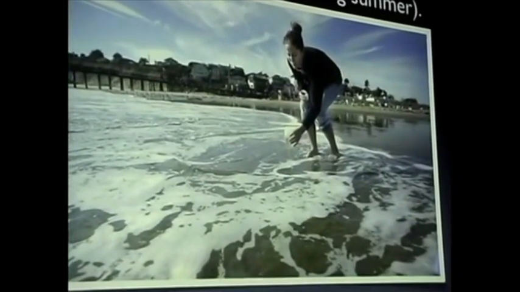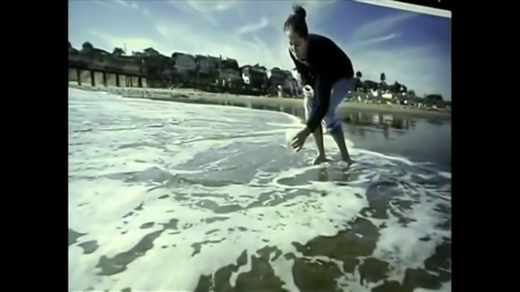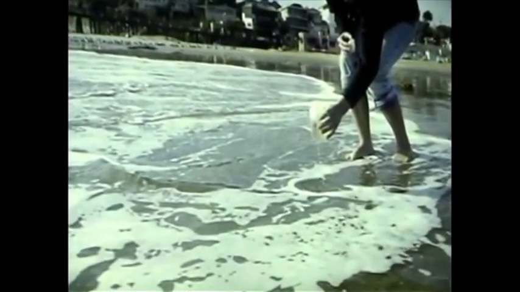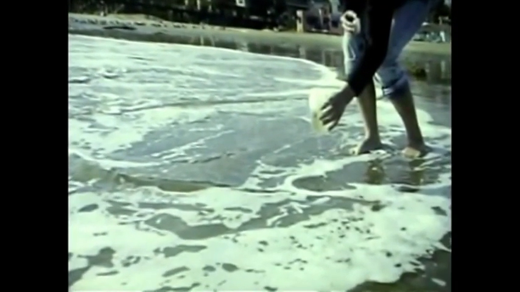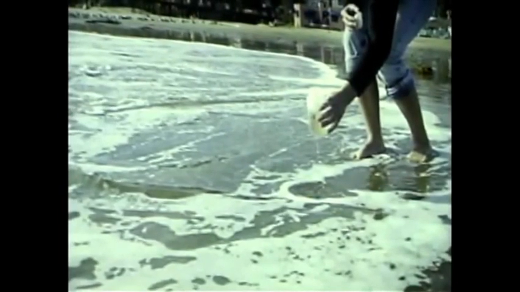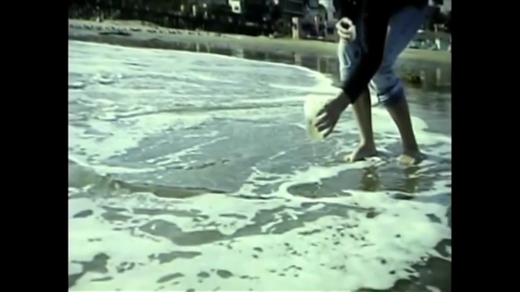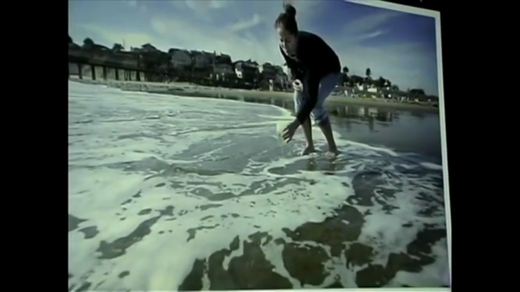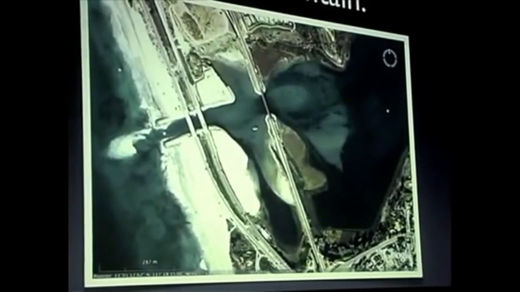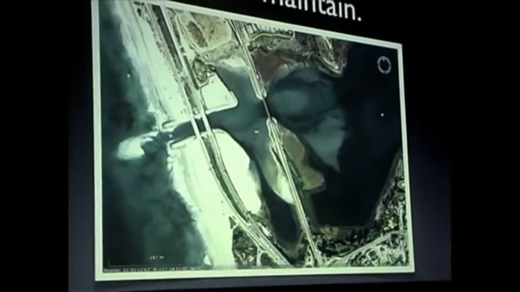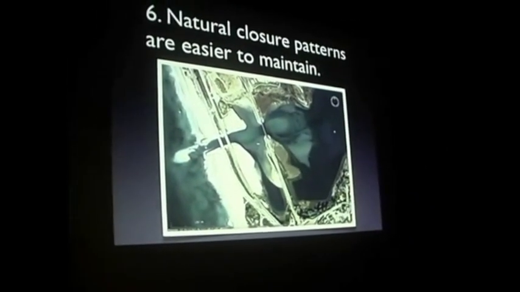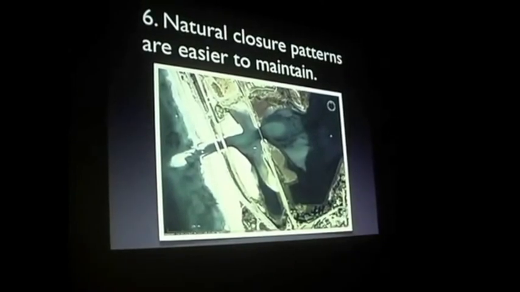And in fact, estuaries being closed in the summer is going to reduce bacteria, because the estuaries are going to be full of bacteria. A, because there's runoff from things that we as humans do, and B, because there are the birds and other animals that poop in the estuaries, and there's going to be plenty of bacteria. So if we want to keep the beaches clean during the summertime, closing estuaries are not actually a bad idea. And natural closure patterns are easier to maintain. This is that Batiquitos example. They're spending a lot of money going in and dredging out this restoration because of the accumulation of sediment.